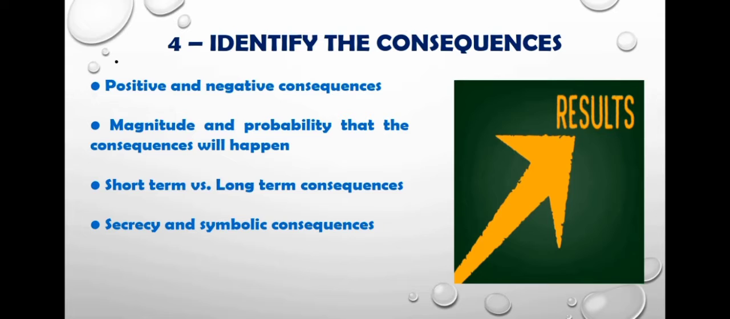So what are these two consequences? When we say symbolic consequences, it can be described in terms of the message a particular decision or action sends, while secrecy consequences is the feelings of anger, deception, and mistrust.